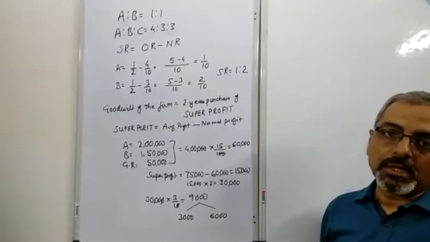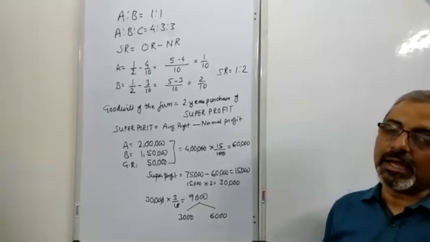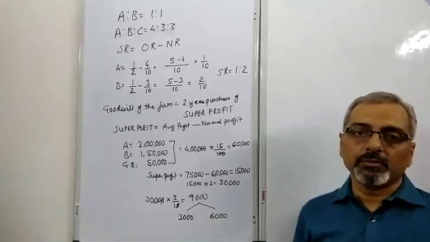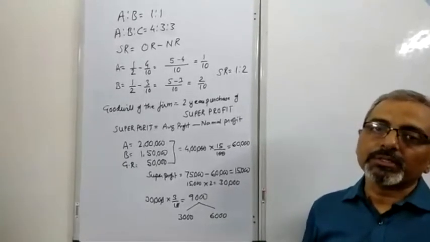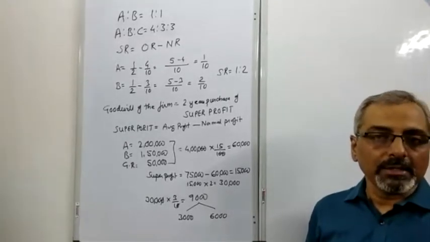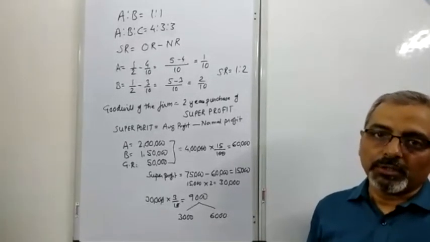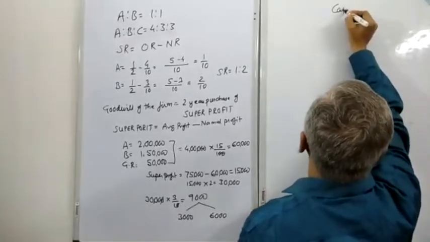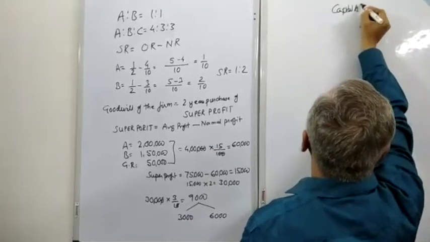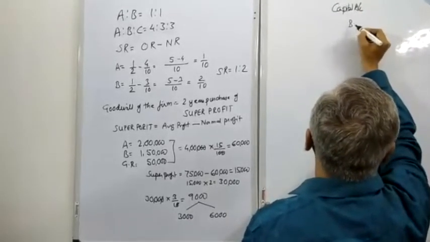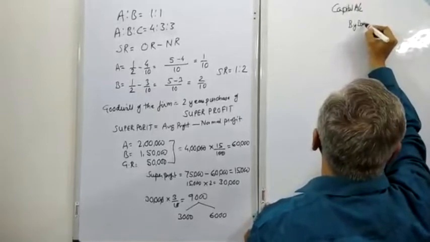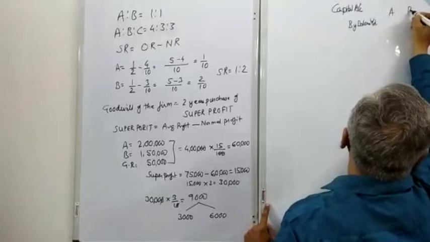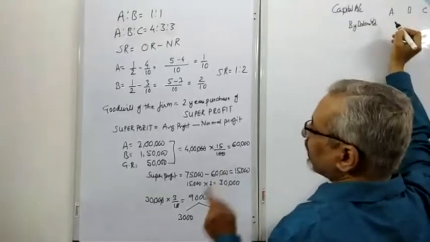So the question has asked us to prepare the balance sheet of the firm, but I have already told you we will not be in a position to prepare the balance sheet until and unless we prepare the capital account. So now let us prepare the capital account of the firm and let us see what is the balance of the three partners. So we'll start with the preparation of the capital account. There are three partners, A, B and C. So we'll start with balance brought down.